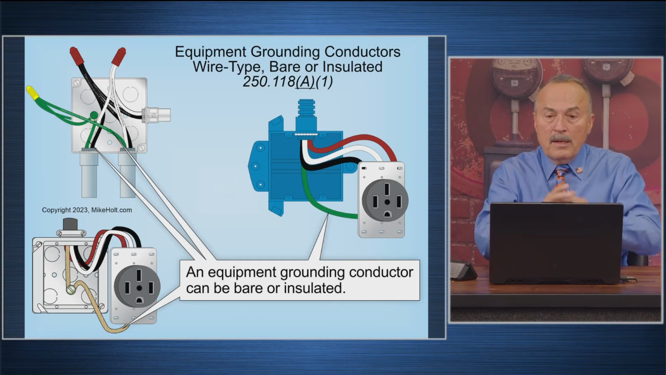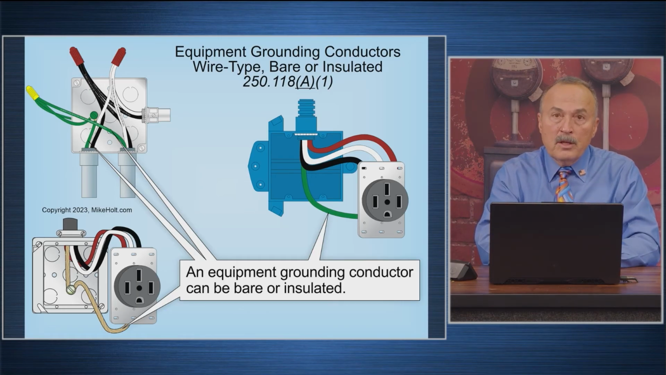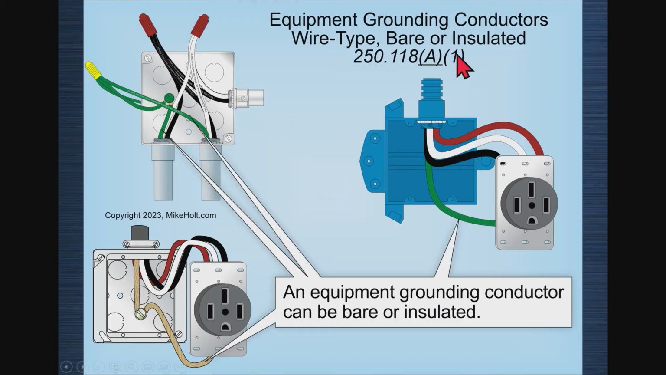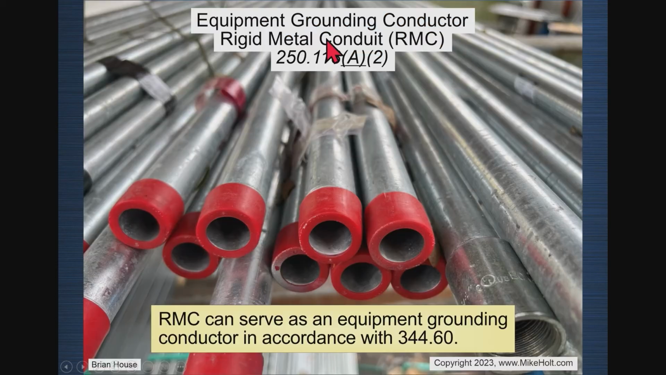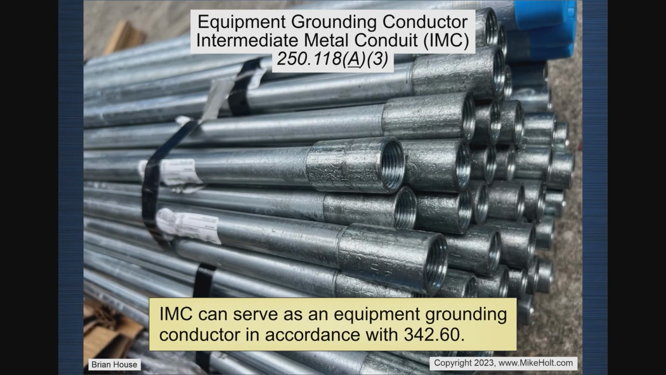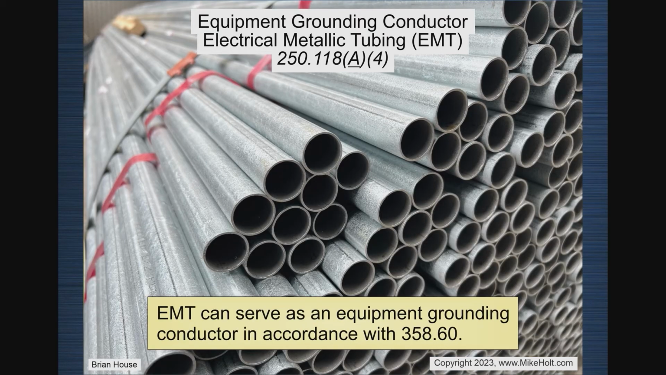250.118, that was kind of like a summary, or rather an introduction. 250.118(A)(1) says, well, an equipment grounding conductor can be bare or insulated. Solid, stranded, doesn't matter. Okay, so I can use a wire. You can see here. Bare, okay, got that. That was one. Number two, rigid conduit, right? The conduit itself. Three, intermediate metal conduit. Four, EMT.